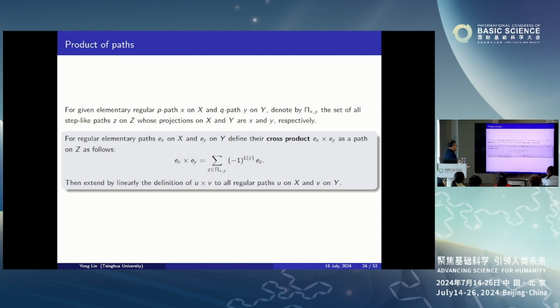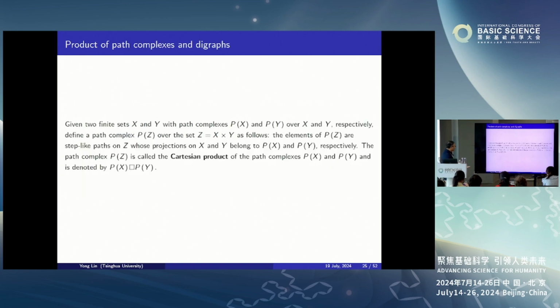This definition is for the elementary paths, but we can extend it linearly to the whole space. So this is just notation: given a p-path on S and a q-path on Y, we can use this notation to denote the Cartesian product of the paths on Z.